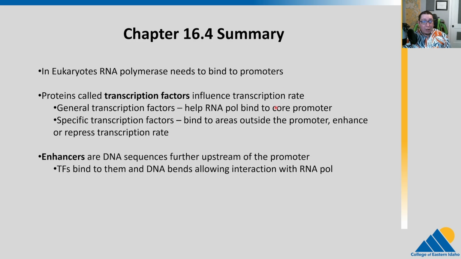All right, so in eukaryotes, RNA polymerase needs to bind to the promoter. We have transcription factors, which are proteins that influence transcriptional rate. The general transcription factors help RNA polymerase bind to that core promoter. And then the specific transcription factors bind to areas outside the promoter on the DNA and enhance or repress the transcriptional rate. The enhancers are the DNA sequences further upstream of the promoter where these transcription factors bind, and then the DNA bends over, allowing them to interact with RNA polymerase.